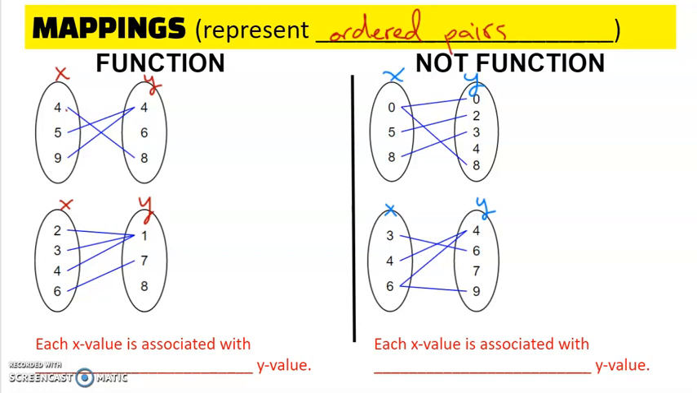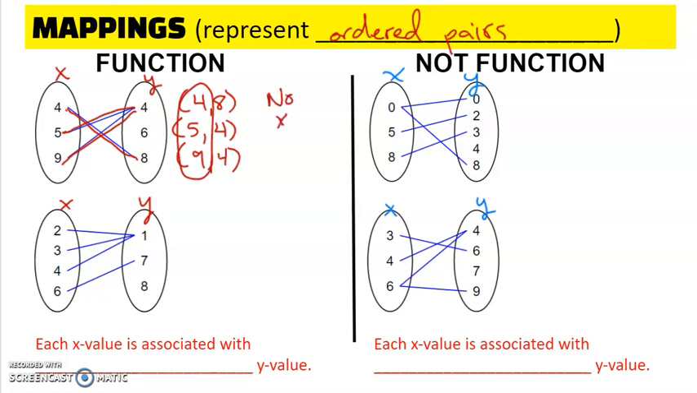So I go from the left, X, to the Y. So that ordered pair would be 4, 8. This one from 5 to 4, that's my ordered pair, 5, 4. This from 9 to 4 is my ordered pair. And all I look at is the X value. No X repeats. I don't care that that Y repeats. Remember, it's just about X. When I put in X, I can only have one Y from it. Otherwise, not a function.